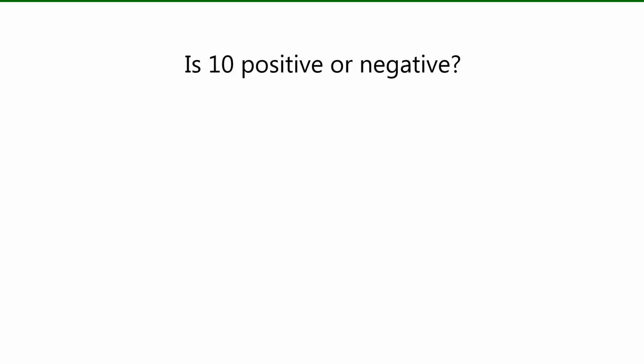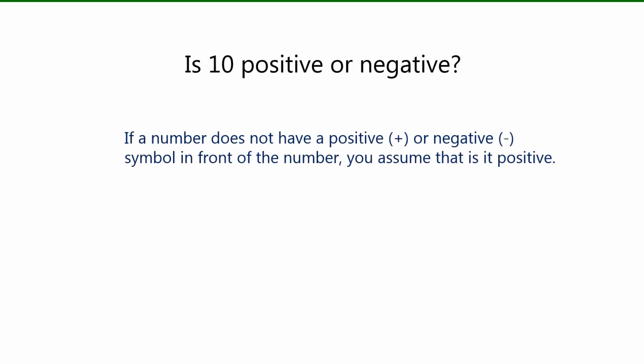So now let's look at the number 10. It doesn't have a positive or negative sign in front of it, so how are we going to know what it is? Well, when there's no sign in front of the number, you always assume that it's positive. So that means that 10 is indeed positive. So you can write it as 10 or positive 10 in your workings. Both of these are the same.